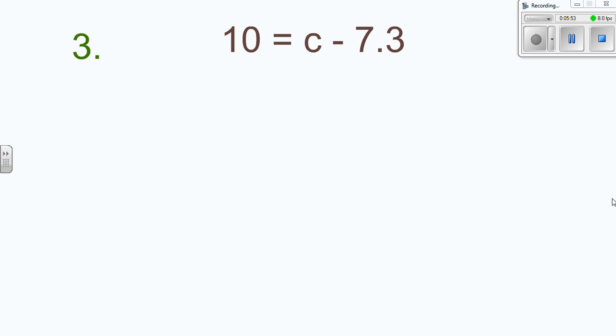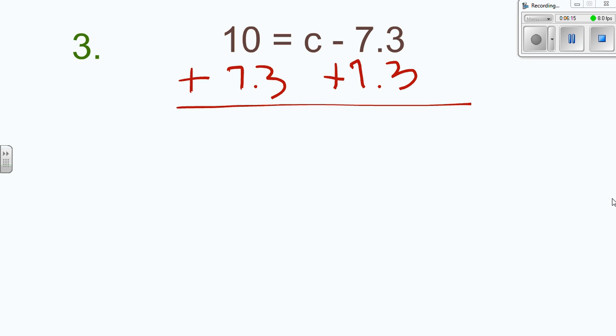Now with this problem, again, we want to use the same exact questions that we ask ourselves. What's our variable? Our variable is C. What's attached to the C? A minus 7.3. So to undo the subtraction of 7.3, I'm going to add 7.3. And whatever I do to the right-hand side, I'm going to do to the left-hand side. When doing that, I've got 10 plus 7.3. That's going to give me a total of 17.3.